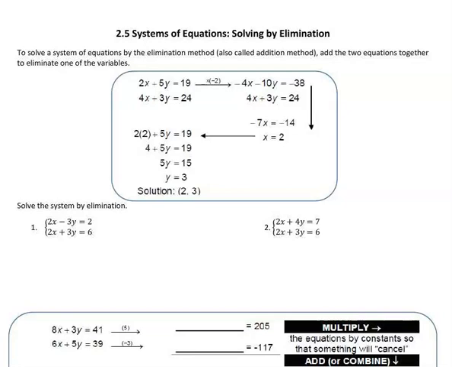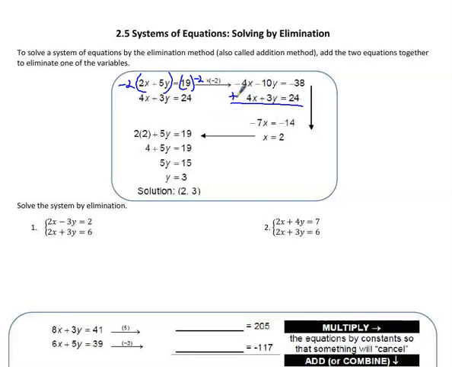variables. So looking at this example here, we see that 2x plus 5y equals 19 and 4x plus 3y equals 24. If I could make this a 4 and a negative 4, I could add these two rows together and eliminate those. So I'm going to multiply everything through on the top row by negative 2. 2x becomes negative 4x, 5y becomes negative 10y, and 19 becomes negative 38. Once we multiply everything through by negative 2, this gets multiplied by negative 2, and this gets multiplied by negative 2.